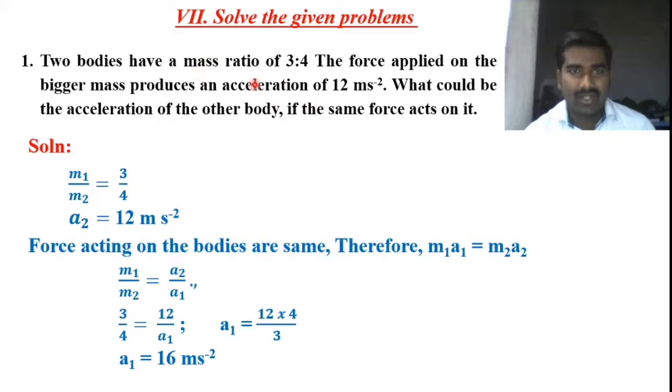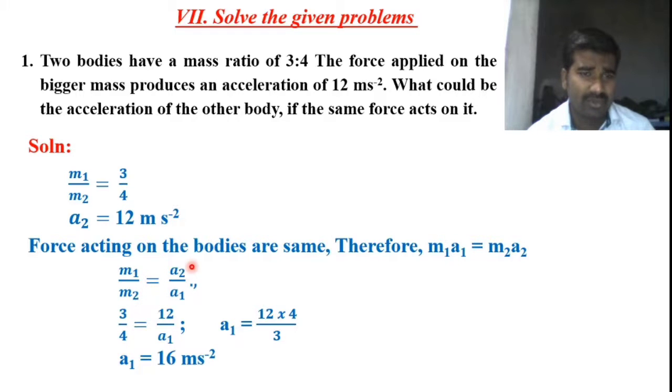Here, given the data, mass ratio m1 by m2 is equal to 3/4, and the bigger mass m2 produced the acceleration a2 equal to 12 meters per second squared. The force acting on both bodies is the same. Therefore, Newton's second law of motion can be explained in these terms: m1 a1 is equal to m2 a2. Rewriting this equation, m1 by m2 is equal to a2 by a1.